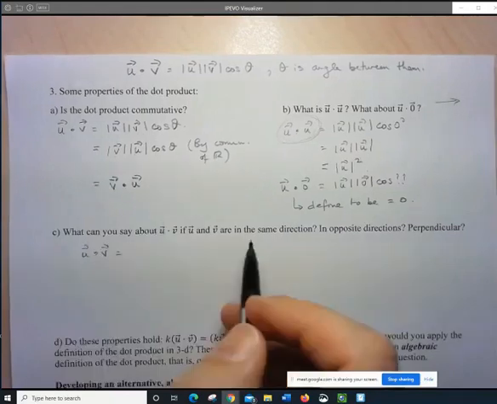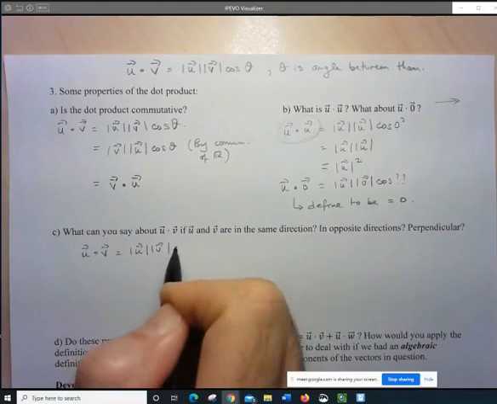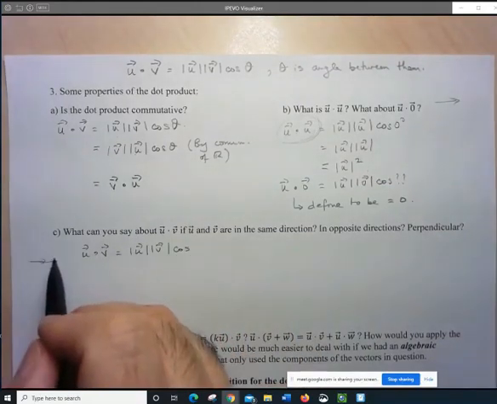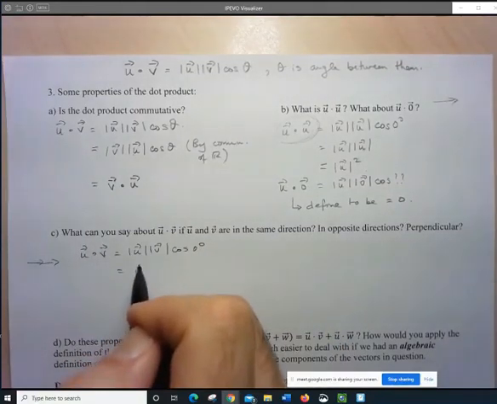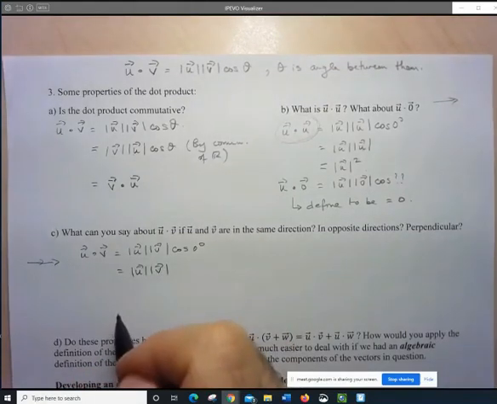And here they're in the same direction. Well, magnitude of u times magnitude of v times cosine of. Again, if the two vectors are in the same direction, the angle between them is 0. So look what you get. You just get magnitude of u times magnitude of v.